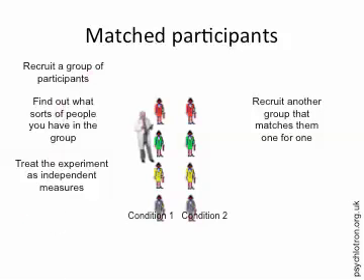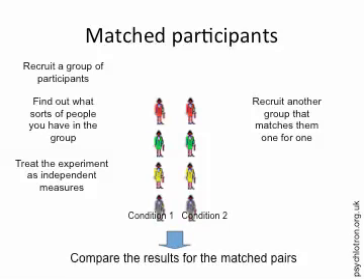We then have condition 1, which is completing the puzzle on their own, and condition 2, completing the puzzle in the same room. We compare the results for matched pairs. If you're unsure of the process, go back to independent measures design, where I spoke about it in a little bit more length. Or have a look in your textbook. Or write down a question and I will answer it for you tomorrow.